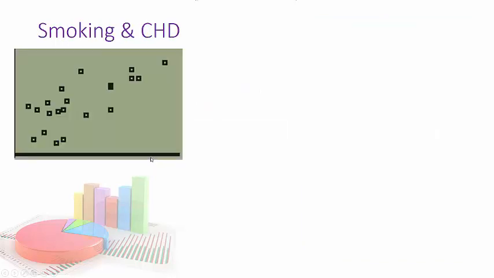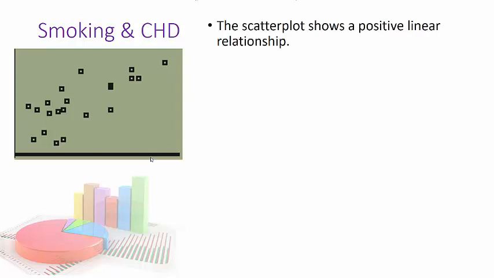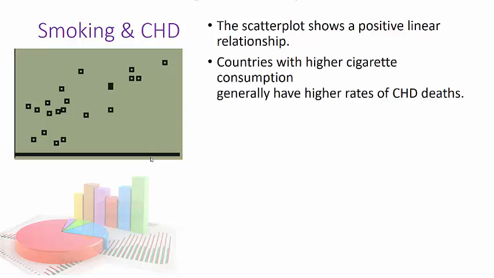All right, so first of all, it's very important to do a scatter plot when starting a linear regression. When you're taking your AP test, you can do the scatter plot and kind of draw it on your test, roughly what it is. They do not expect exactness. So we can see from the scatter plot that we have a positive linear relationship. And so countries with higher cigarette consumption generally have higher rates of coronary heart disease deaths.